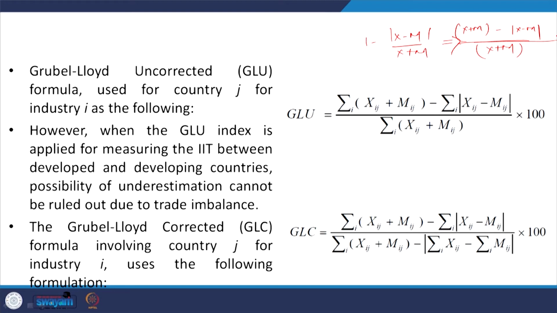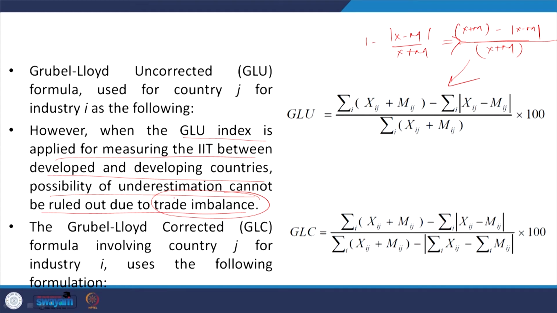this is nothing but this equation, and this is also called the uncorrected model because of the following reasons. Let us look at it from these lines. GLU index is applied for measuring the IIT between developed and developing countries. Possibility of underestimation cannot be ruled out due to trade imbalance, which I have already discussed. Now, to correct that aspect, some suggestions are mentioned, even Bergstrand's suggestions are also noted. Now, they included one thing a little differently.